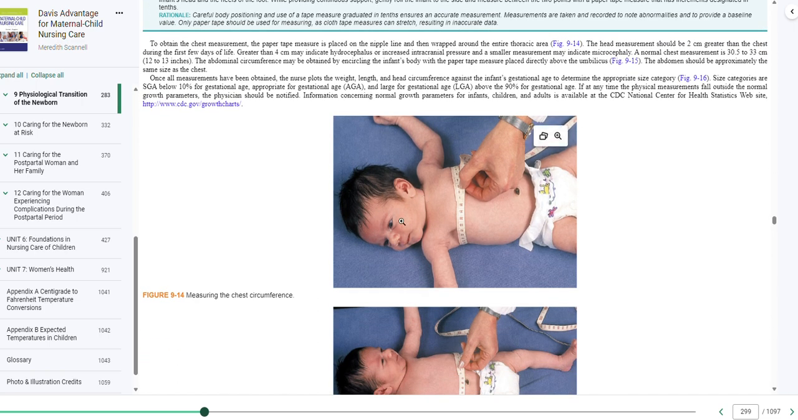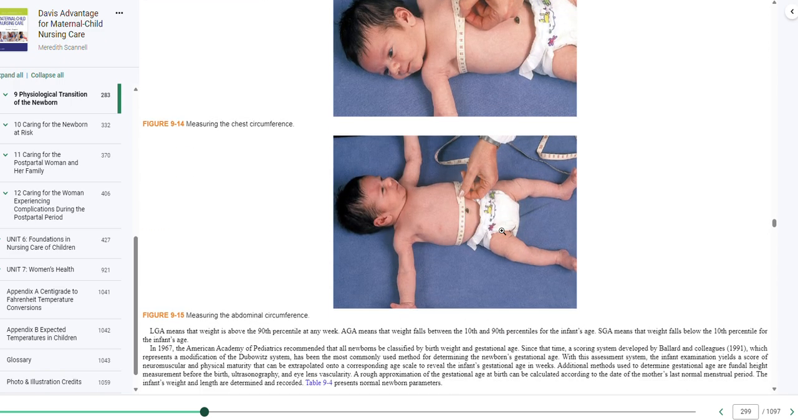Alright, measuring the baby. We practiced this in our skills day. But you know, when you measure the baby, you measure around the head, around the nipple line, and right above the umbilicus. Okay?